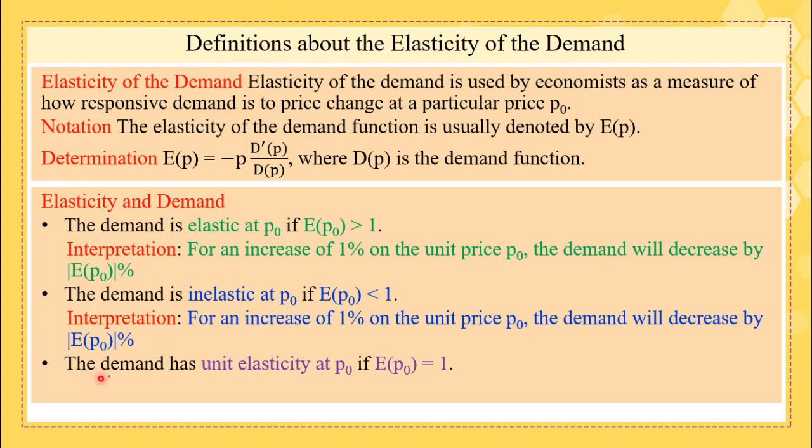The third case is: the demand has a unit elasticity at P0 if E of P0 is equal to 1. And the final case is: the demand is perfectly inelastic at P0 if E of P0 is equal to 0. So let us remember the following rules. Let D of P be the demand function, E of P equals minus P D prime of P over D of P. Demand is elastic at P0 if E of P0 is greater than 1. Demand is inelastic at P0 if E of P0 is less than 1. Finally, demand has a unit elasticity at P0 if E of P0 is equal to 1.